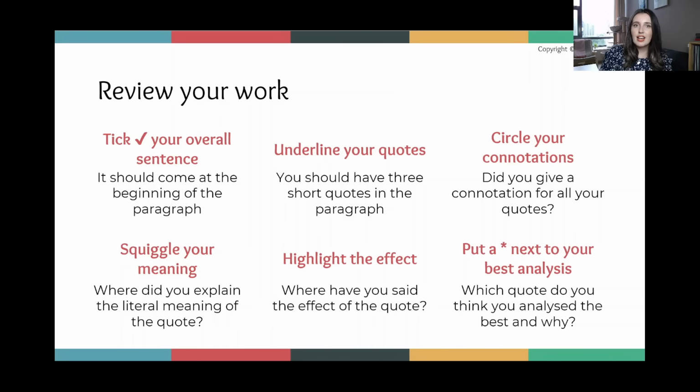So go down the side of your work and annotate in the margin. You should tick your overall effect sentence, and that should come at the beginning of your paragraph. You should underline your quotes and write Q in the margin. You should have 3 quotes in the paragraph, no more, no less. You should circle your connotations. You can write a C in the margin if you like.